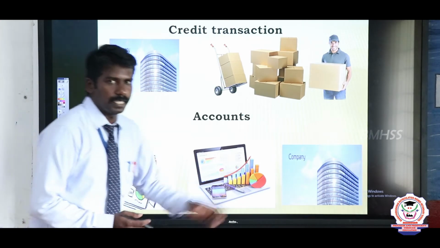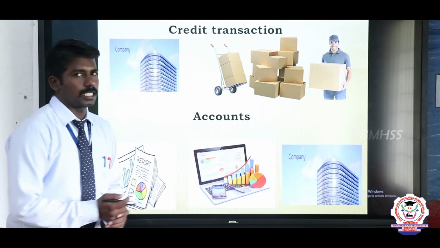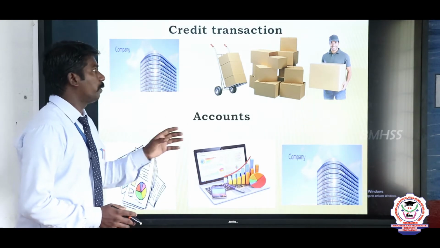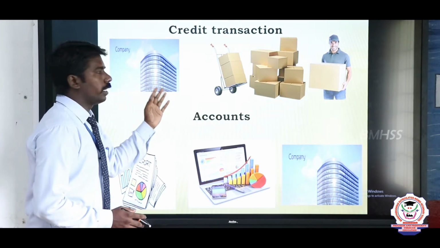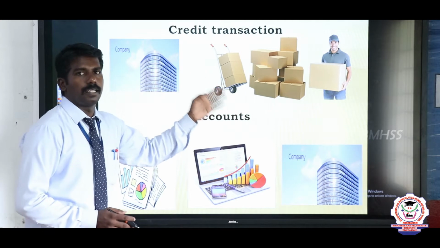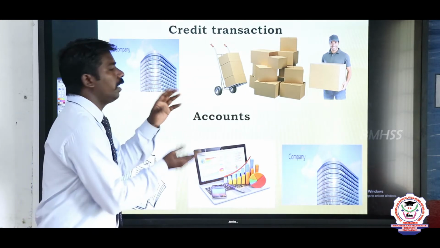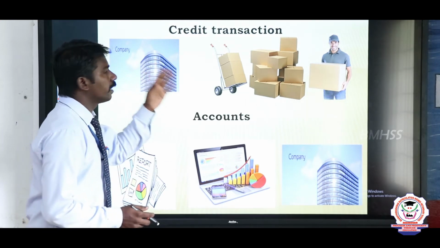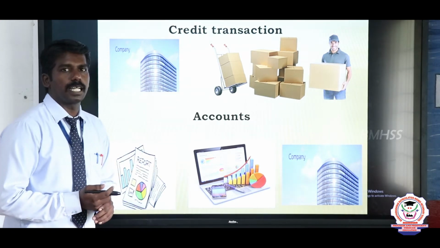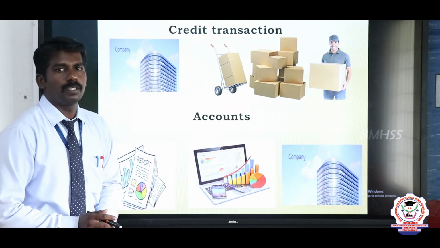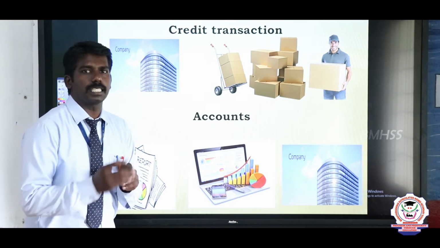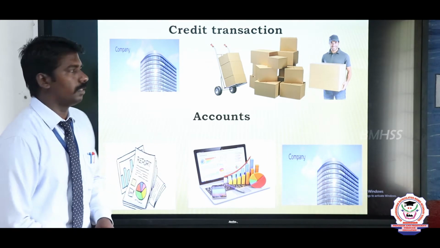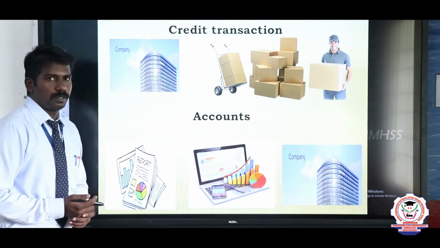Next one is the credit transaction. A credit transaction means a transaction that occurred at present. For example, one person bought goods from a company and at a later period he will pay the amount for the purchase of goods. It is called a credit transaction. That means the transaction happened at that time, but the cash for the transaction will be paid by the buyer in a later period.